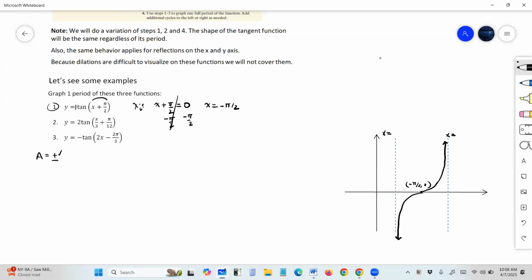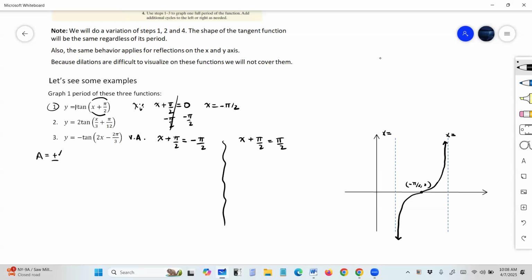Now, for the two asymptotes: the period of the tangent is pi, and it's half a pi to the left and half a pi to the right. So for the vertical asymptotes, we're going to solve two equations. The first one is the information inside the parentheses equals negative pi over 2. That's the vertical asymptote to the left. The other one is equal to pi over 2, which is the vertical asymptote to the right. Then we solve both of them separately to find the location of each asymptote.